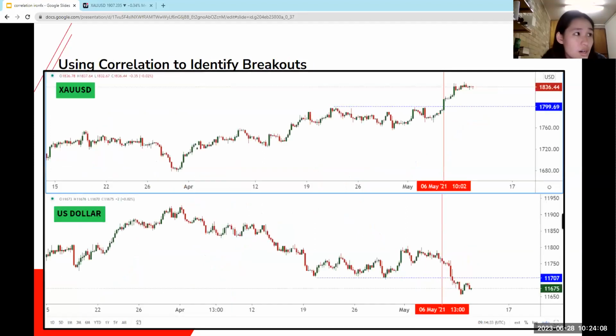Okay, so let's take a look at how we can use correlation to identify breakouts. So over here we have gold and the DXY. If we take a look at both of these charts, we can see that they are negatively correlated because the general trend for gold is upwards, whereas the general trend for USD is downwards. Okay, so here we have a hidden resistance level at 1799, whereas we have a support level here at 11707.